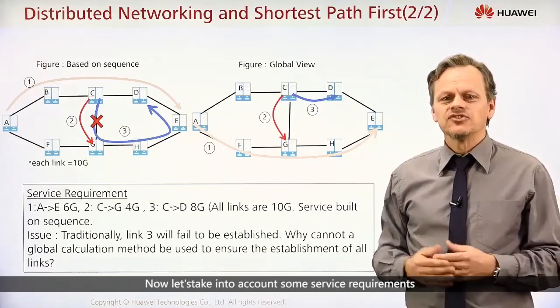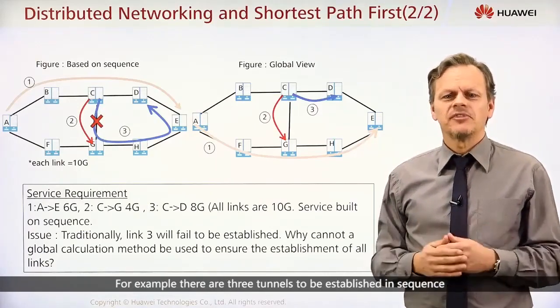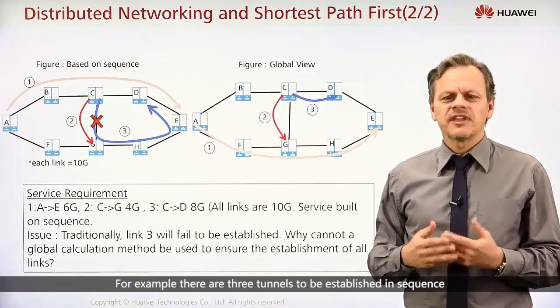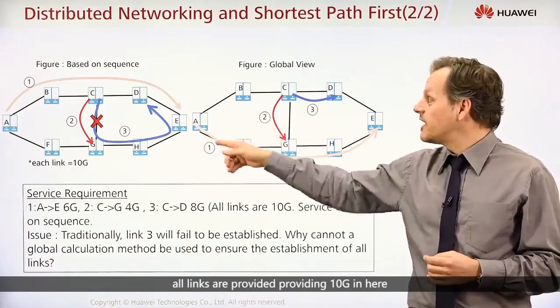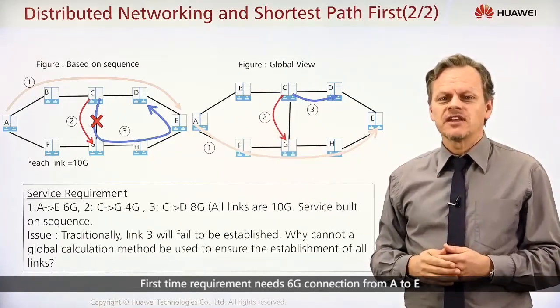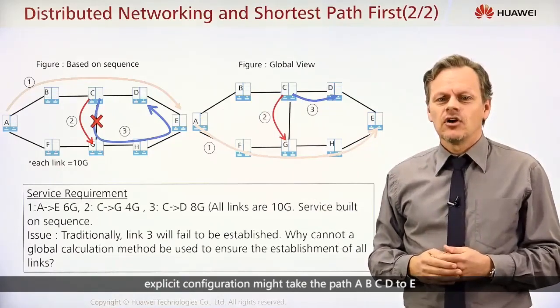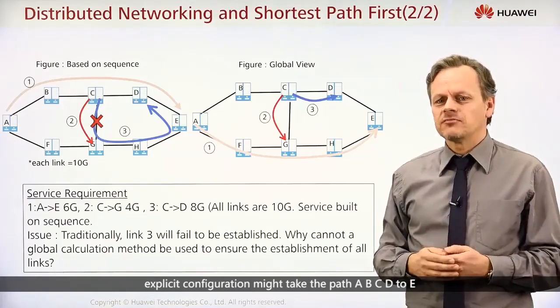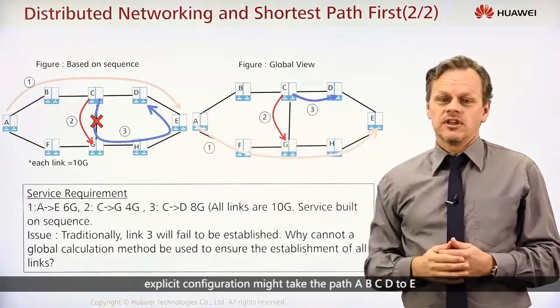Now let's take into account some service requirements. For example, there are 3 tunnels to be established in sequence. All links are providing 10 gigabit in here. First tunnel requirement needs a 6 gigabit connection from A to E. After calculation or explicit configuration, it might take the path A, B, C, D to E.